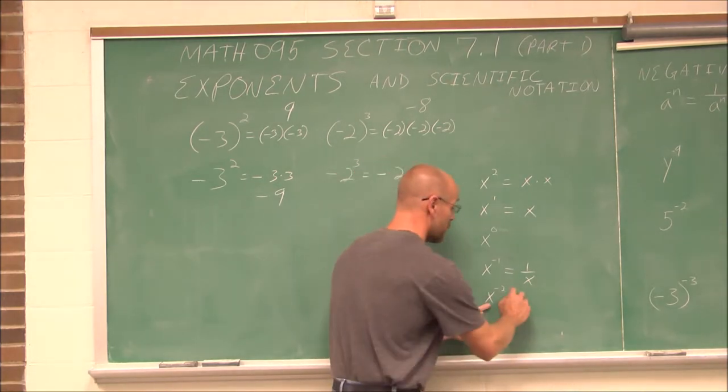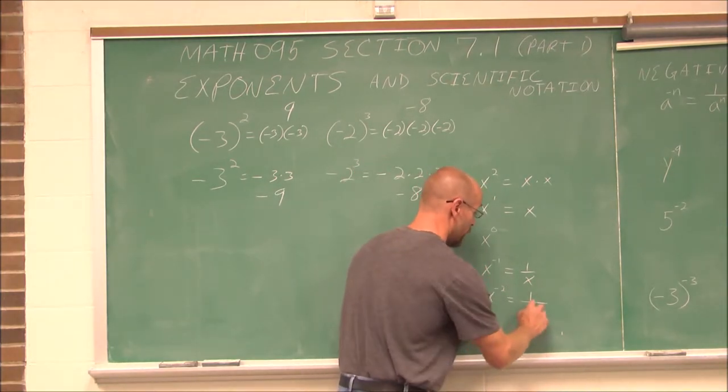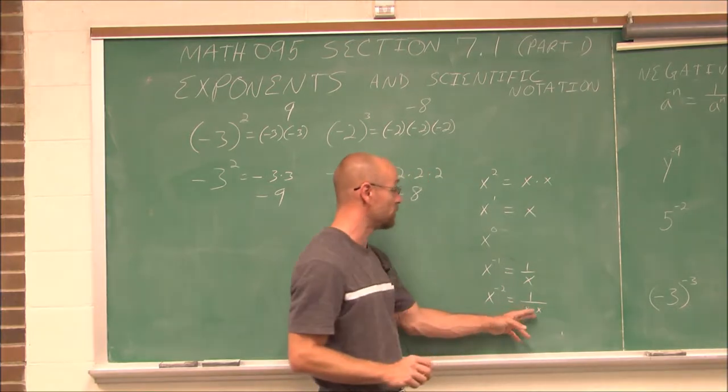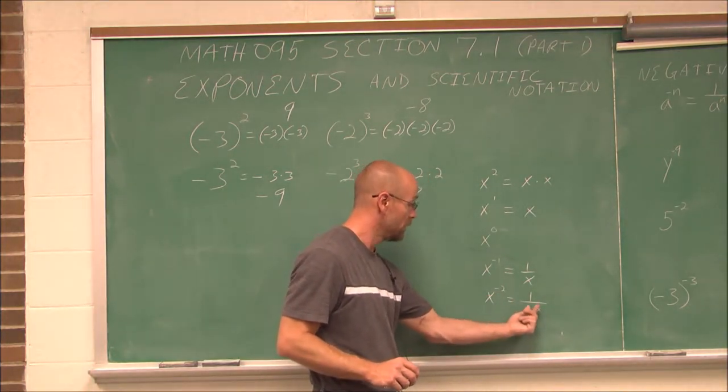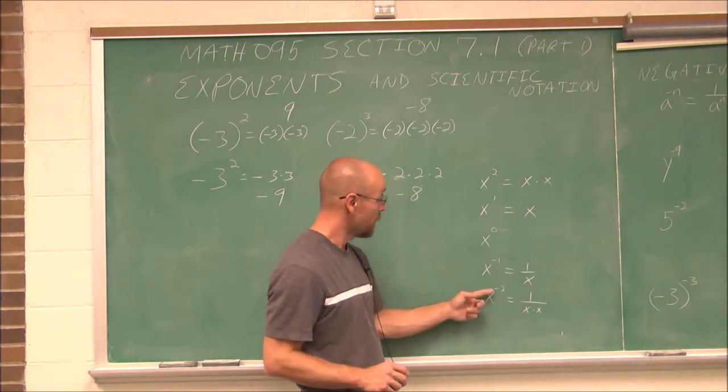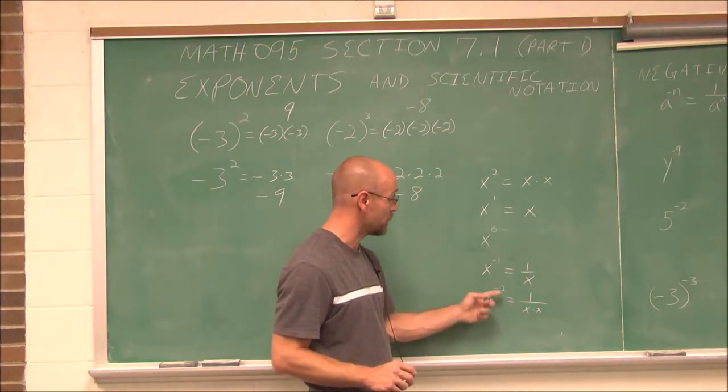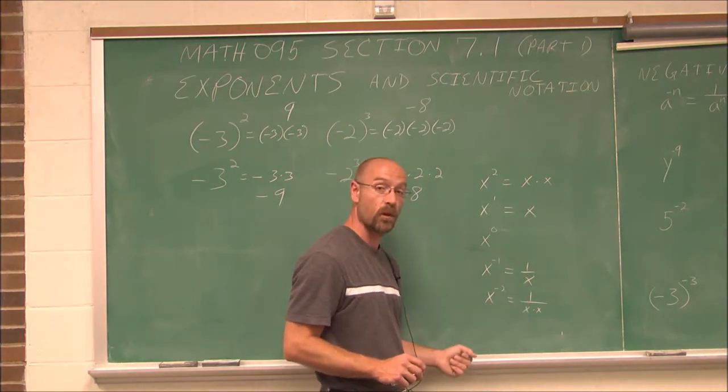So this one here would be 1 over x times x. I'm dividing repeatedly by x. Two factors of x will be used as the divisor. And we see negative, we just take the reciprocal, 1 over x, and then square it.